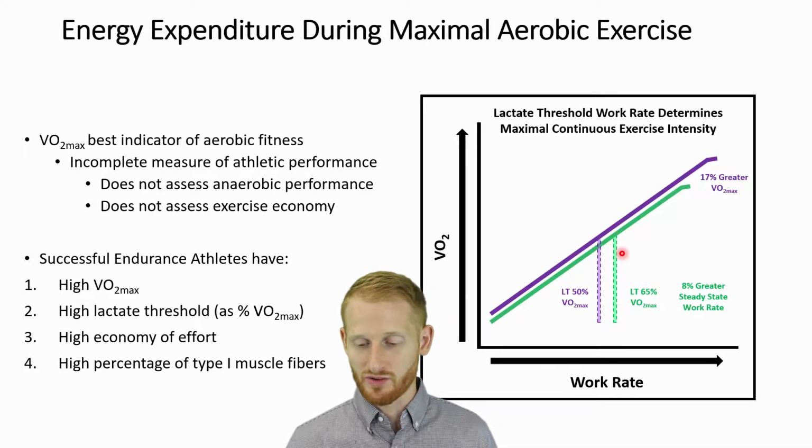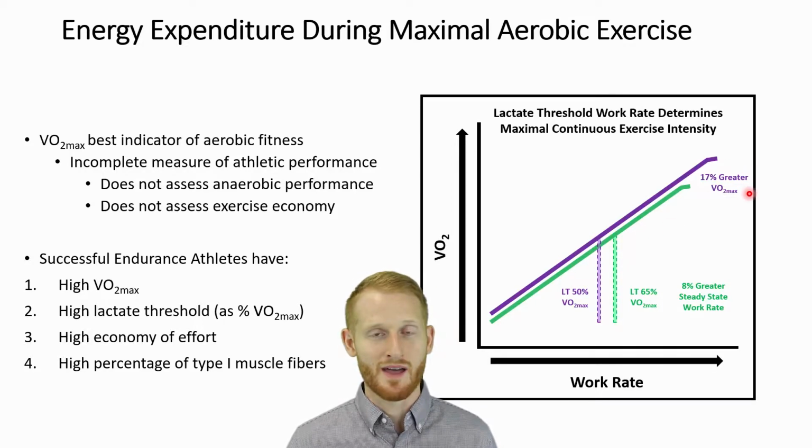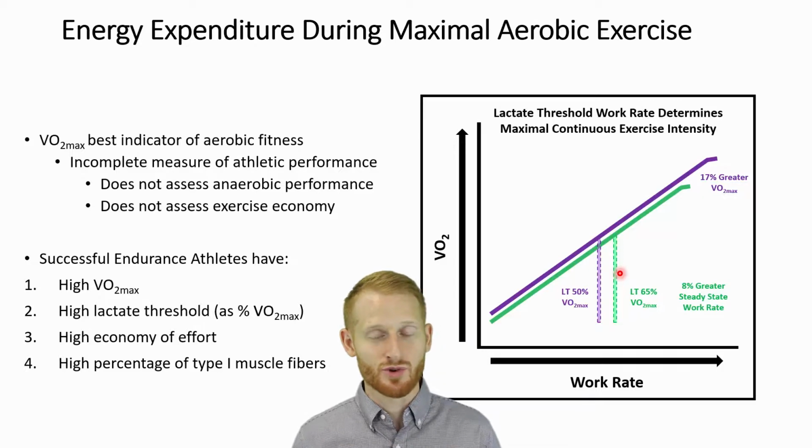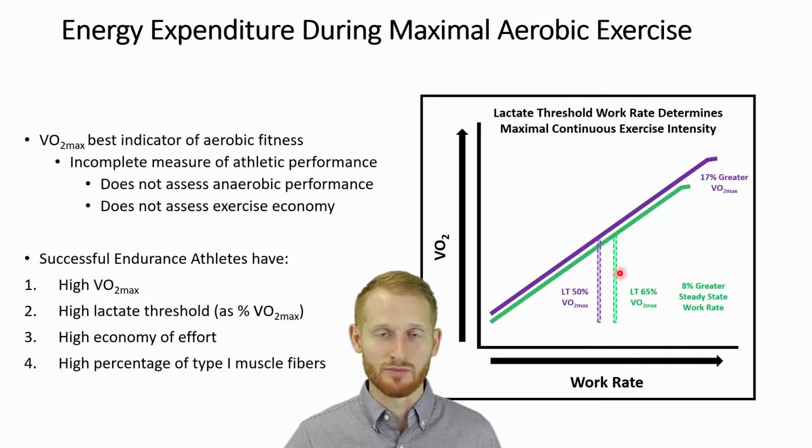So this individual, represented by the green here, although they have a lower VO2 max, they're probably going to outperform this purple individual in a long endurance type exercise bout, because the vast majority of that exercise bout is going to happen at or below lactic threshold.